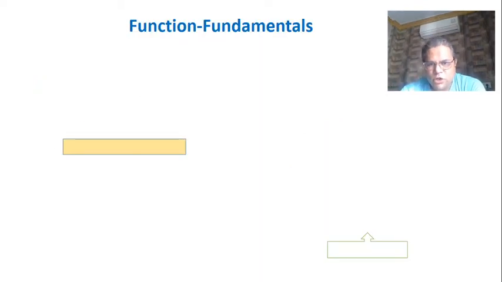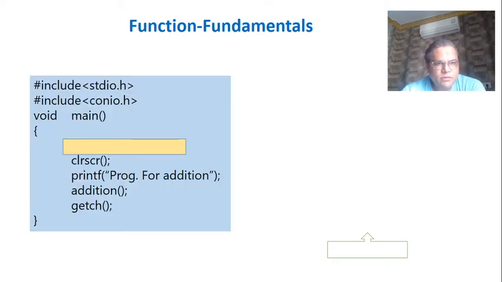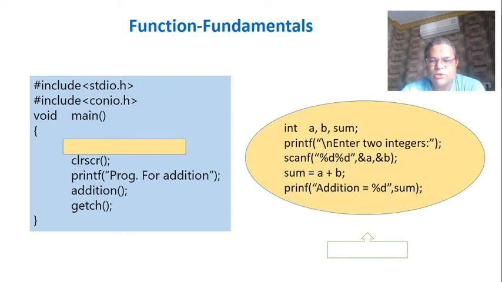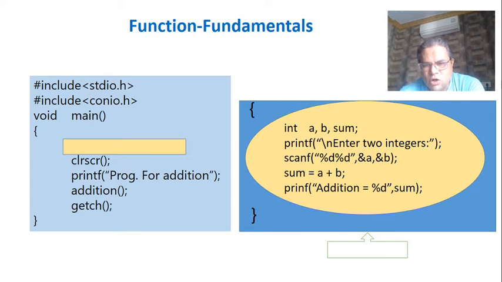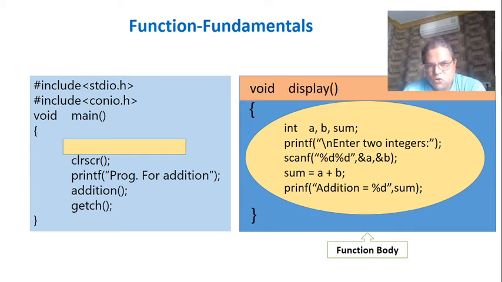Now let us revise whatever we have done up till now in our program. I have written main, and the commands required to perform addition of two numbers I have not written inside main, but I have written them separately outside the main. So you can see this is a group of commands required to perform a specific operation, that is addition. When I enclose this group of commands in a pair of curly brackets, this is called the function body.